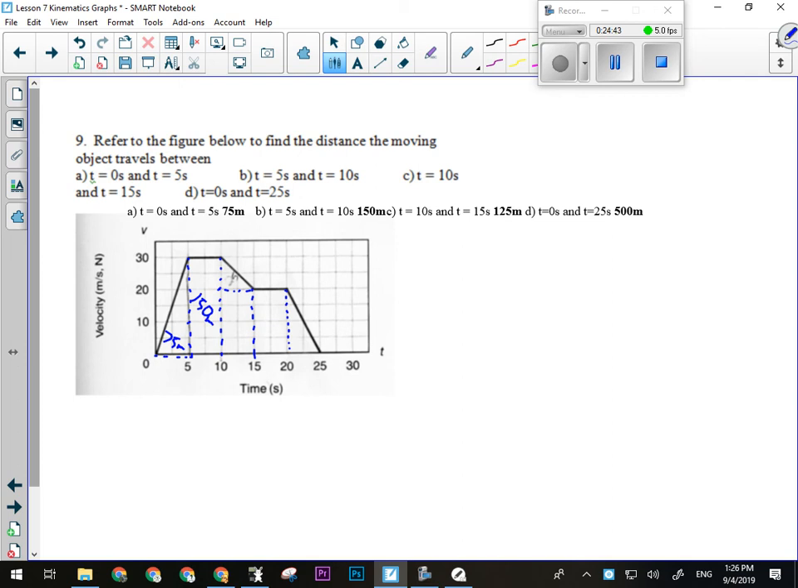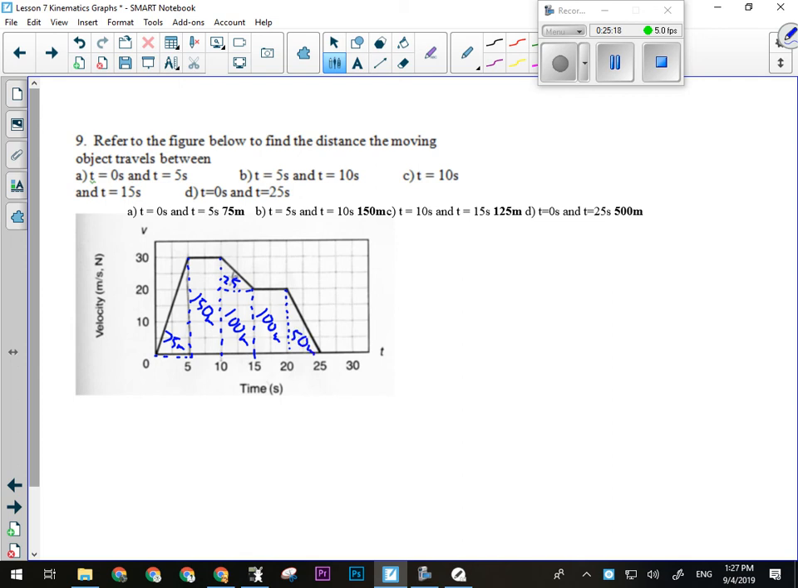Then I'm going to have this rectangle here, which will be 5 seconds times 20, which should be 100. And then I'll have this small triangle here that has a base of 5 seconds and a height of 10. So 5 times 10 is 50, divided by 2, so this is 25. And then I've got this rectangle here, which is the same size as this rectangle, so I can save myself some time. Just write 100 meters there. And then I've got this triangle that is 5 seconds by 20, divided by 2, is 50 meters.